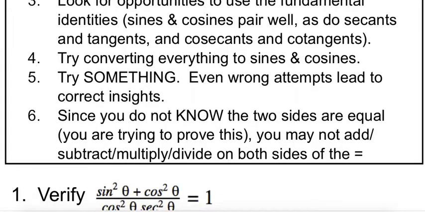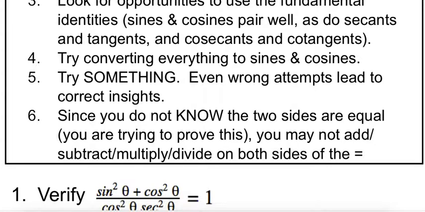Something that works if you don't know what else to do is you could try just converting everything to sines and cosines. Sometimes that helps. You just have to try something. Even if you don't know where to start, if you just try one thing, it might be a wrong attempt. It might make things worse, but you can see something. You might be able to see something in it, like, oh, I did this wrong. It's not getting me anywhere, but I have an idea of something I could do differently.